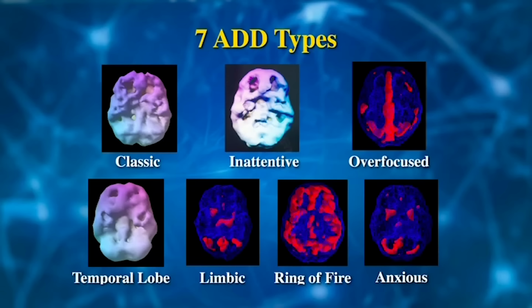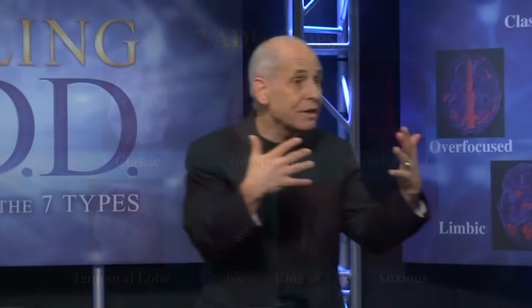Clearly, ADD is not one thing. Knowing the type or types of ADD can make a critical difference in helping someone, and it's really not that hard. Think of classic ADD as the hyperactive child or adult who can't sit still and is always on the go. Think of inattentive ADD as someone who is shy and more reserved yet still can't focus.